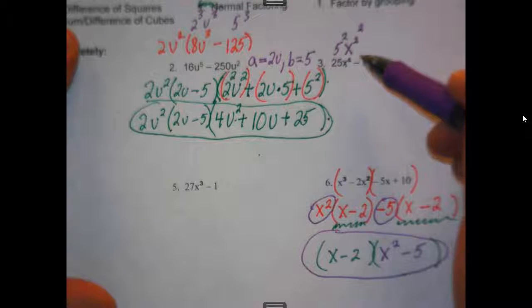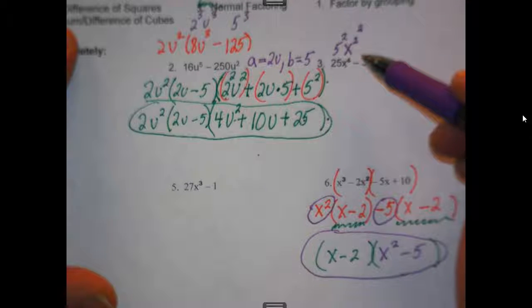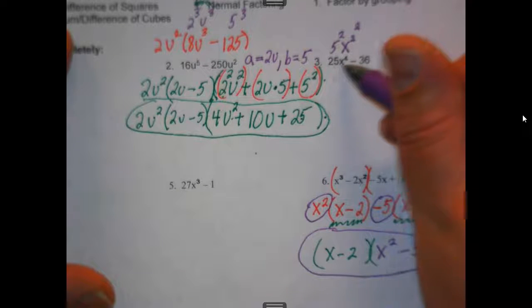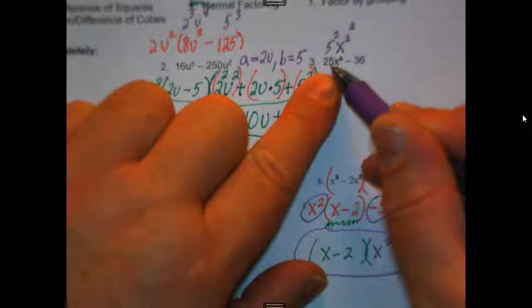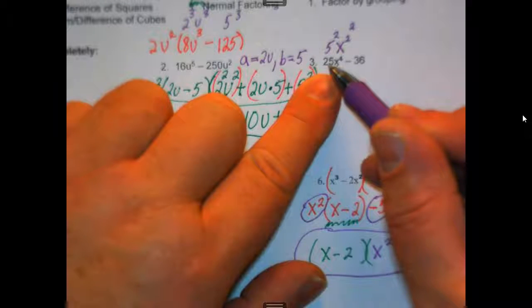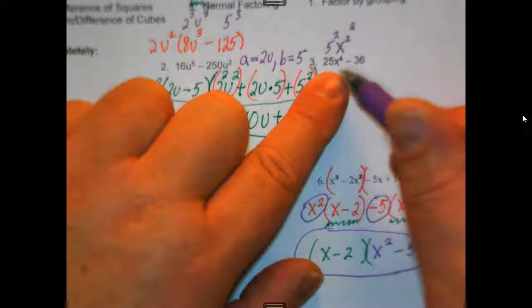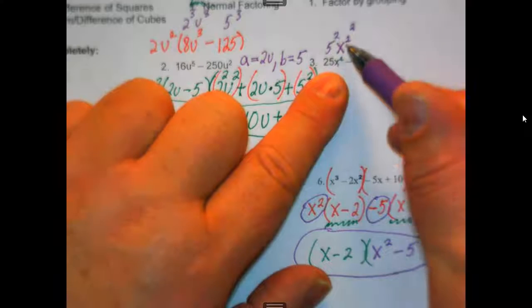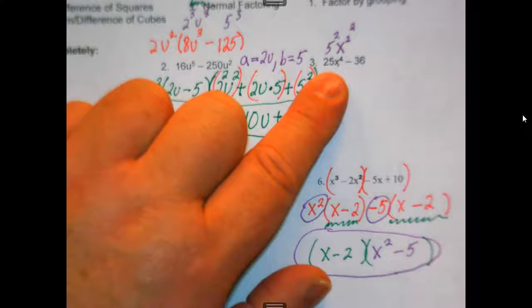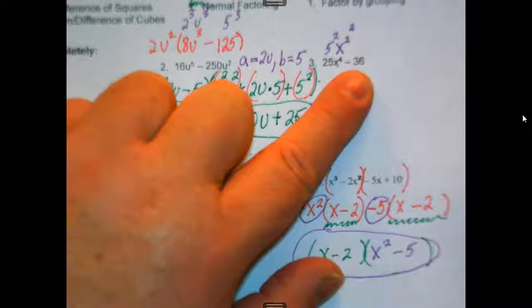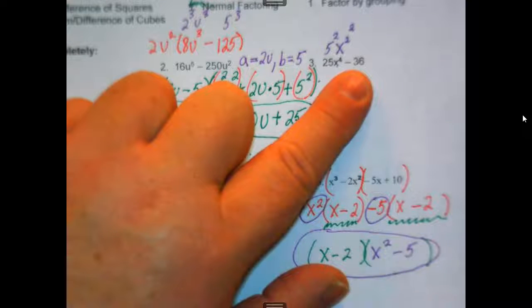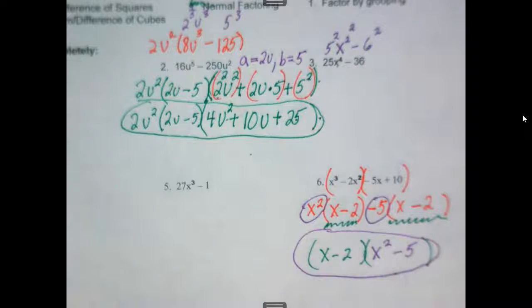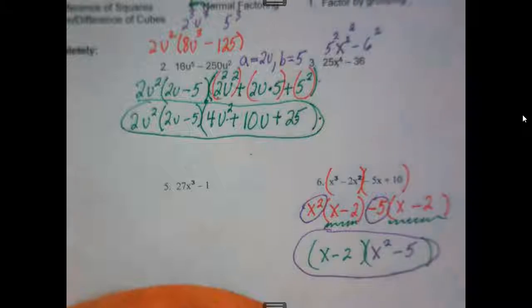Well, that's x to the 4th. I'm looking for 2 squared. 25 is a perfect squared number, right? It's 5 squared. X to the 4th is a perfect squared variable. It's x squared squared. Well, 36 is a perfect square, isn't it? It's 6 squared. So I have a difference of squares here.